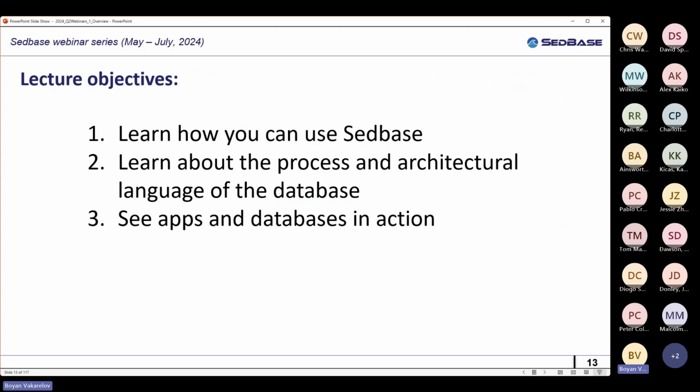Now, what are the objectives for today's lecture, the first lecture in our webinar series? First of all, we want to learn how we can use Sedbase. So what are the various use cases that you can use these tools for in practice in your work? We want to learn the nomenclature that the database uses, so that you can most effectively work with it and derive, for example, the data that would be most useful to you. And we would finish off with a live demo, which would be showcasing a new updated version of an integrated modern app, which you would be seeing for the first time today.